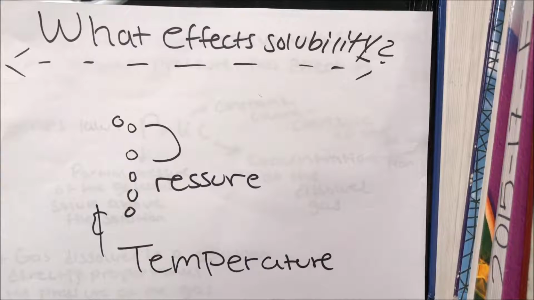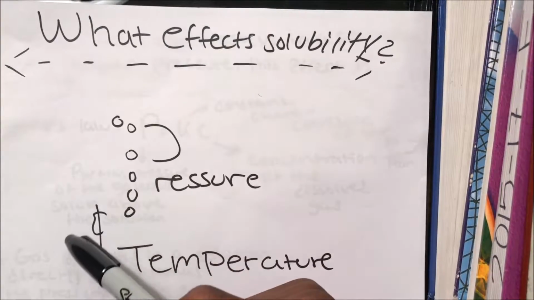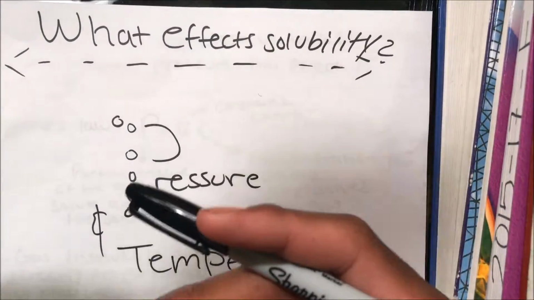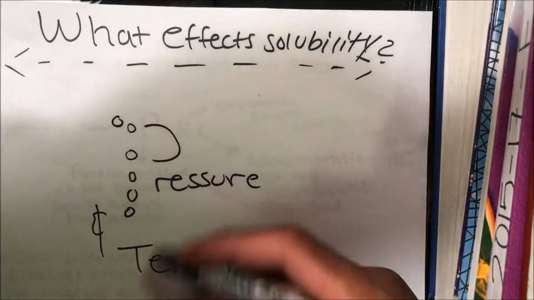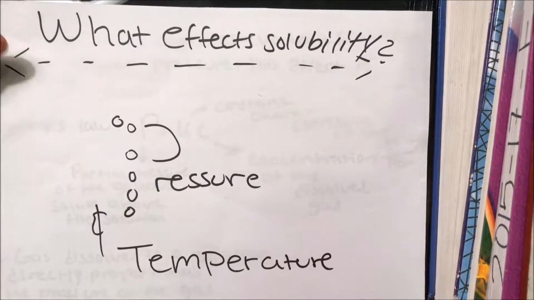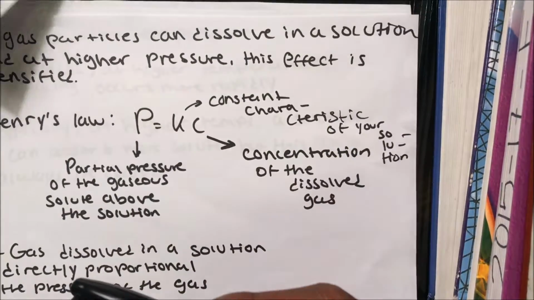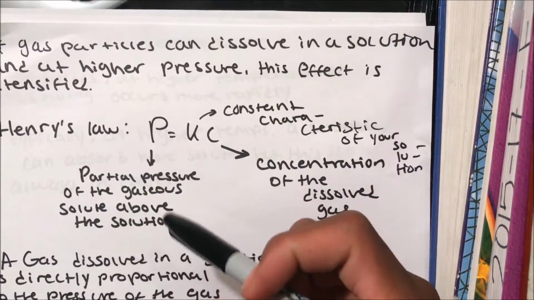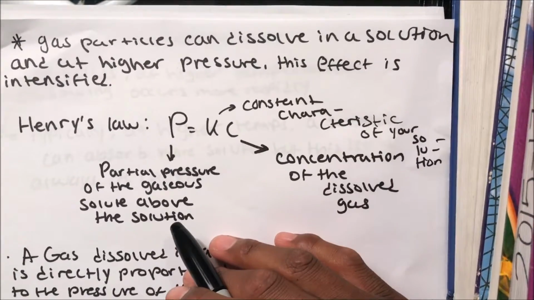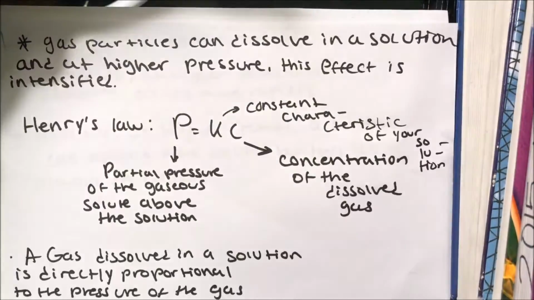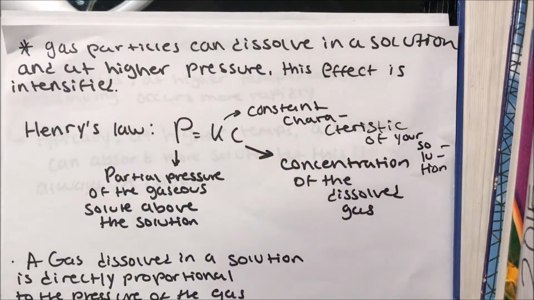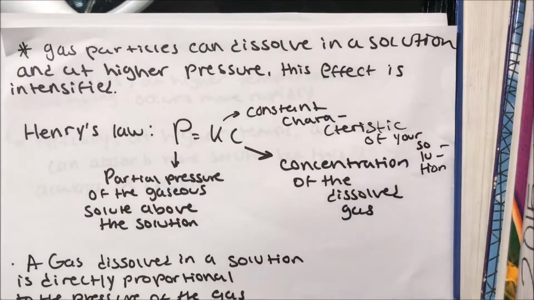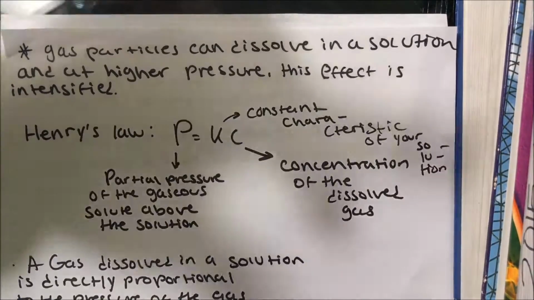Okay, so the last thing I want to talk about in this video is what affects solubility. And there are 2 main things on the surface level that do this: pressure and temperature relative to the system. Pressure usually affects gases, and temperature more so for aqueous solutions. First, we're going to talk about pressure and gases. So gas particles can dissolve in a solution, and at higher pressures, this effect is intensified. So say I have some pop, and above the pop, there's a little CO2 pocket and a little air in there. So below that, the concentration of gas particles in the liquid is higher than above it.